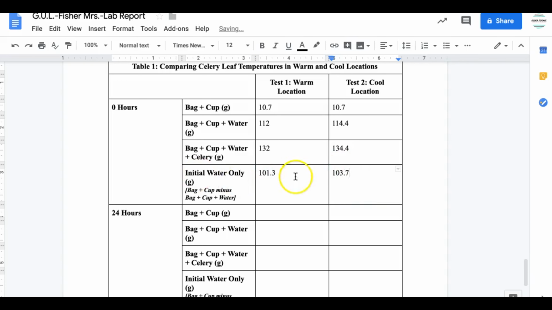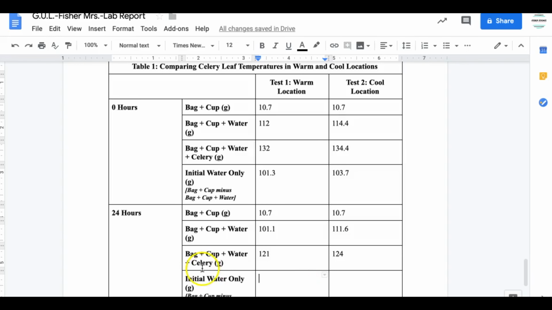So that was our initial water for 0 hours. And after 24 hours, we have our bag and cup again was 10.7 from the previous day. Bag, cup, and water on the second day was 101.1 for warm and 111.6 for cool. Bag, cup, water, and celery was a little bit less than that. It was 121 and 124.